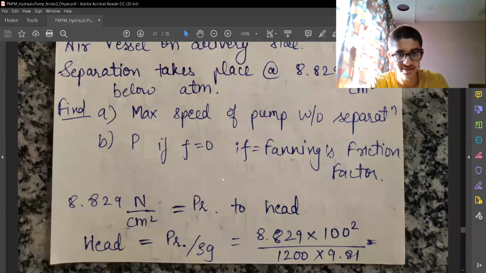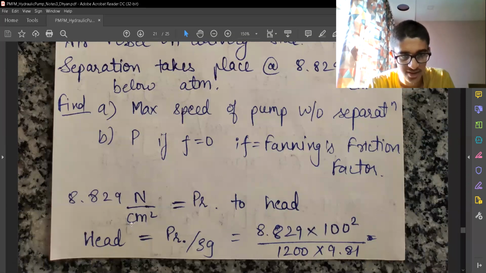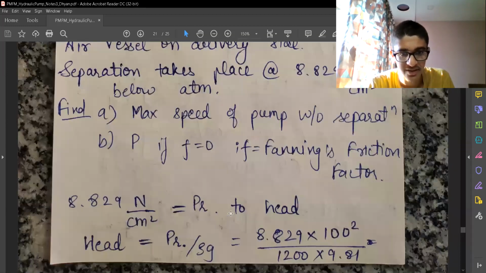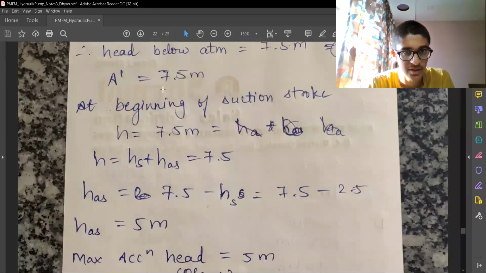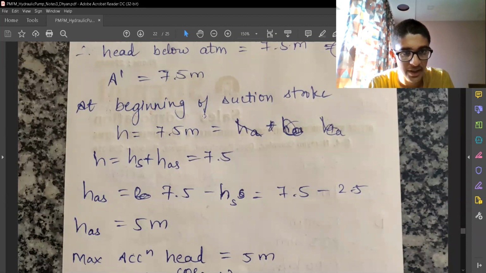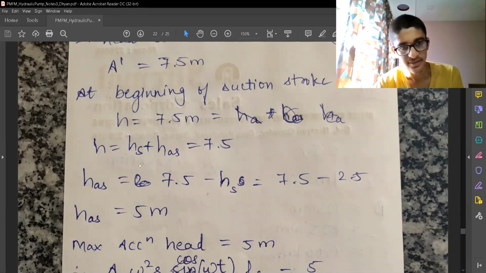So let's start with the pressure which is given. We can change pressure to head using the rho g expression. The pressure by rho g is head. So the head below atmospheric is 7.5 meter, which we calculated from this. So A dash is 7.5 meter below atmospheric. So at the beginning of the suction stroke, the head is 7.5. So HS plus HAS, that is the suction side.